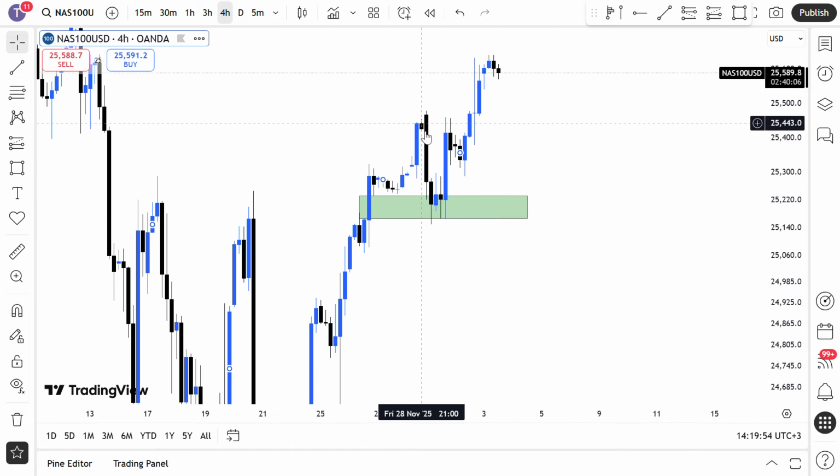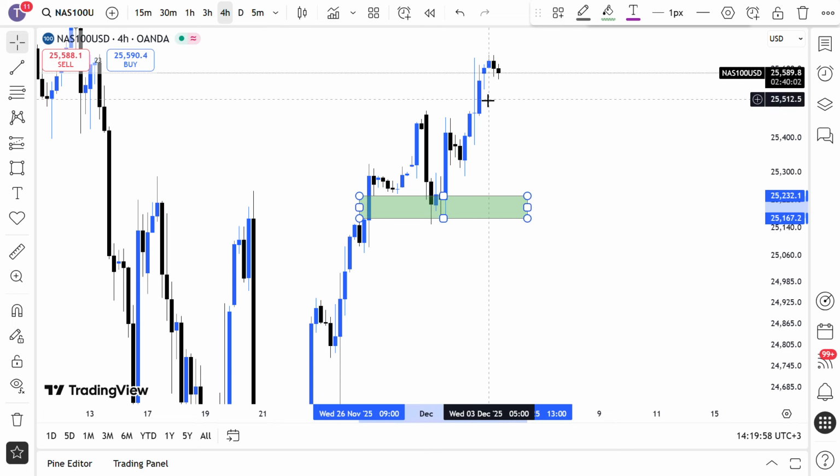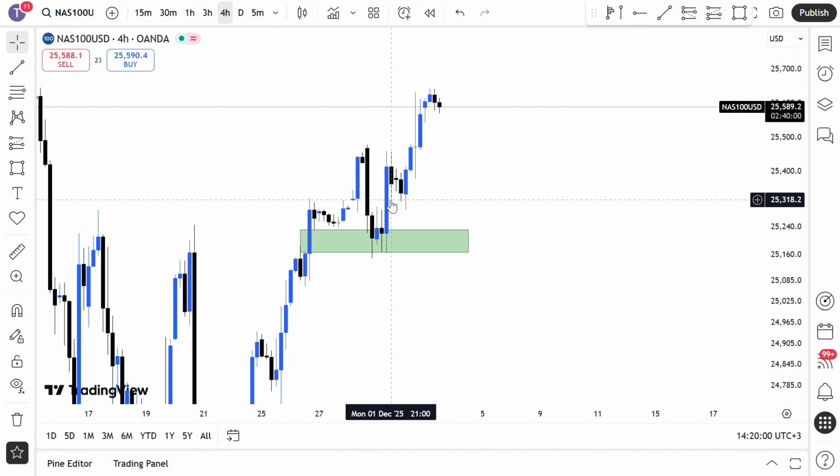You can see the price came back, filled in this fair value gap, and then we had the reaction to the upside. And then again, we had this fair value gap also at this point here. The price came back again down to this area, reacted from that fair value gap, and then we have the price moving to the upside.